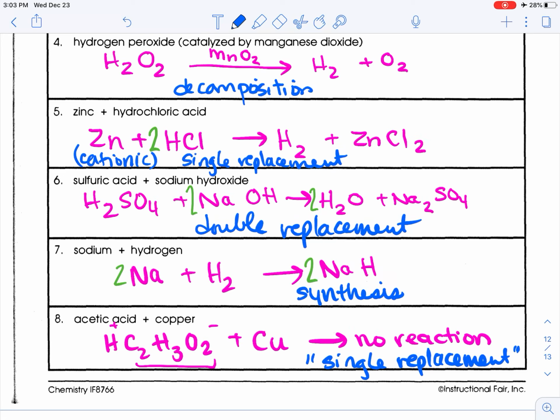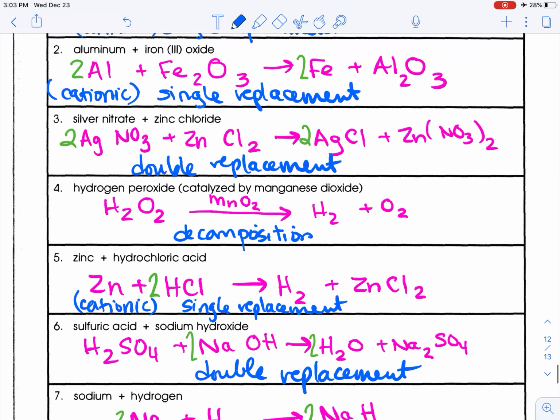All right. There's a lot here. So there's the figuring out, there's the writing formulas, there's the balancing, and then there's identifying. So there's a lot going on here.